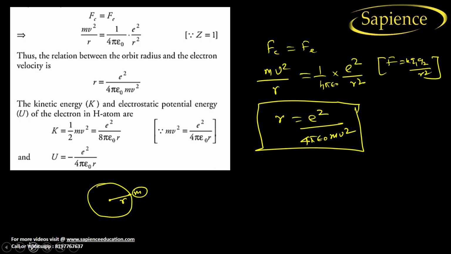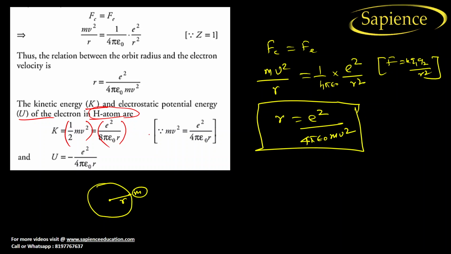Now let us talk about the energies, right? The kinetic energy K and the electrostatic potential energy U. Two types of energies are there, the kinetic energy K and the electrostatic potential energy U of the electron in the hydrogen atom only. We are talking about the hydrogen atom. So kinetic energy is equal to half mv square, and this is equal to the electrostatic potential energy, that is e square by 8 pi epsilon naught r.